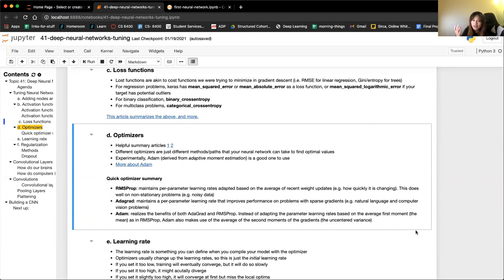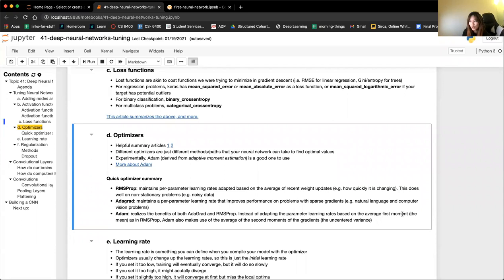And then finally, ADAM is kind of a mixture of both. Instead of adapting parameter learning rates based on the average first moment, so the mean, it also makes use of the average of the second moments of the gradient. So it takes into account the mean and the variance of all of your parameters and adjusts learning rates based on that. As you can tell, ADAM is taking into account more things when adjusting learning rates. And that's why it's usually the better optimizer. But you can also play around with different ones.